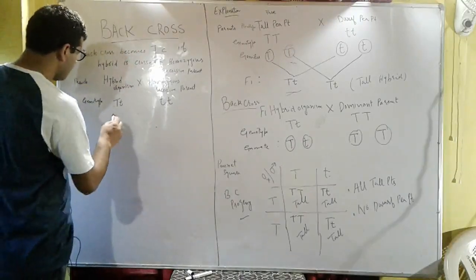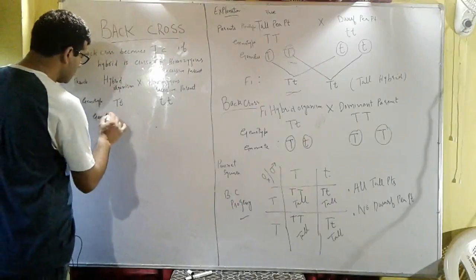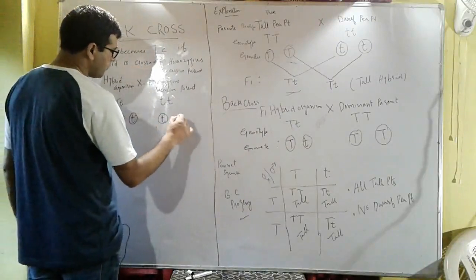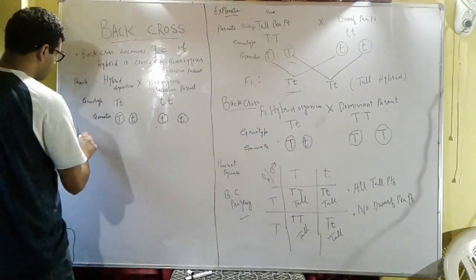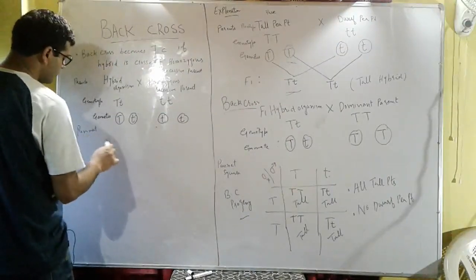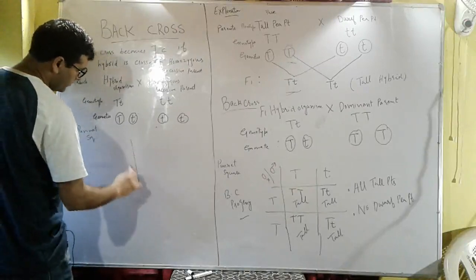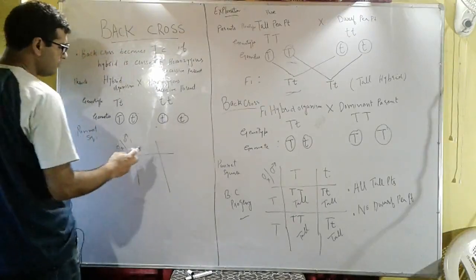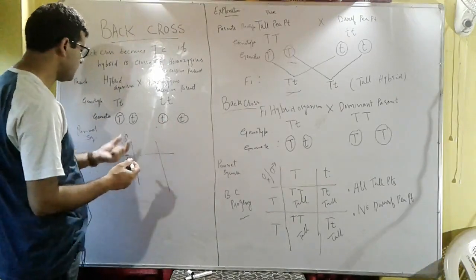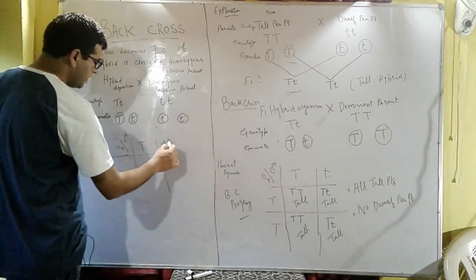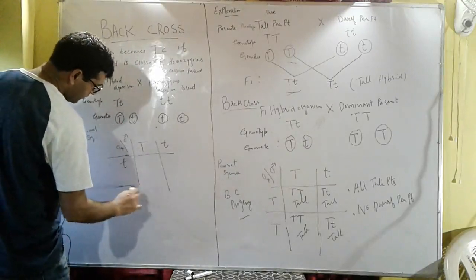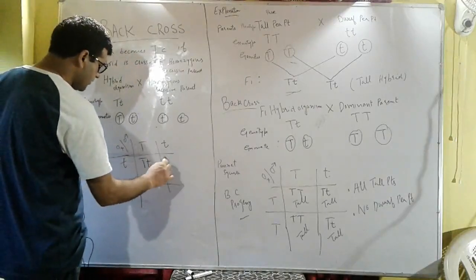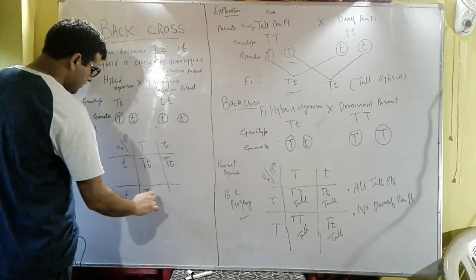Then gametes, gamete formation is essential for fertilization. So gametes are formed here. Then we'll perform the cross by means of a Punnett square. We have male gametes and female gametes, and there is a union of these gametes. Female gametes will take capital T, small t, and male gametes small t.